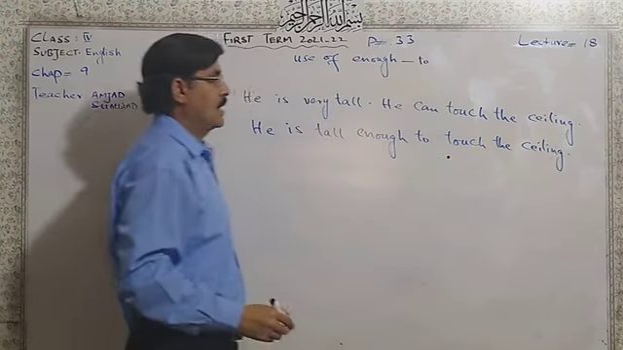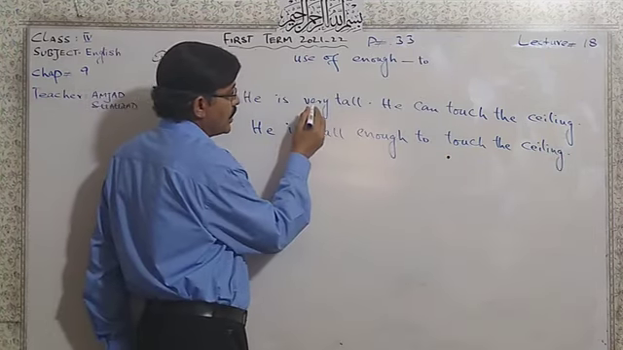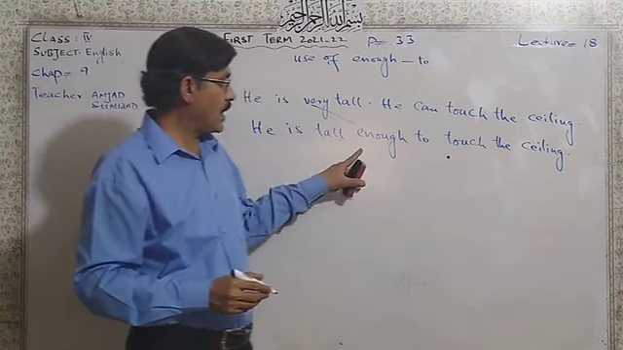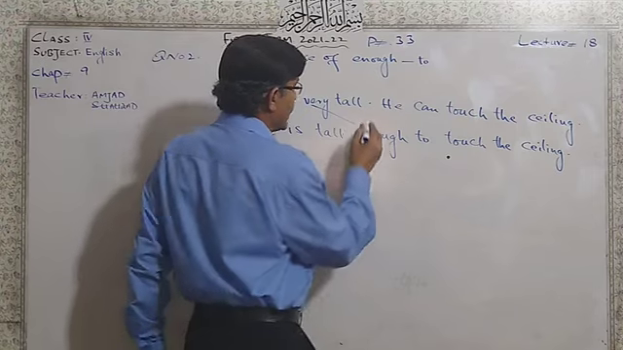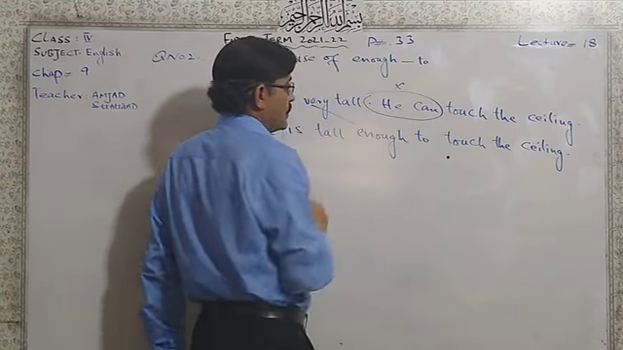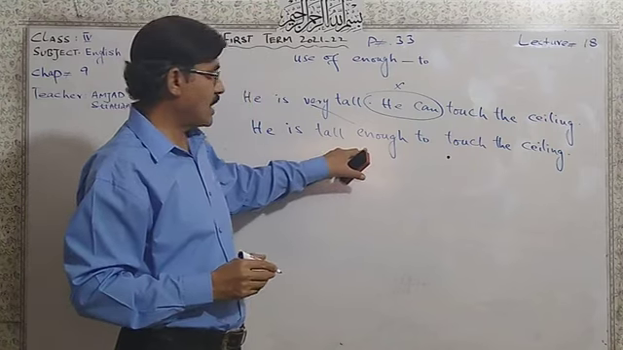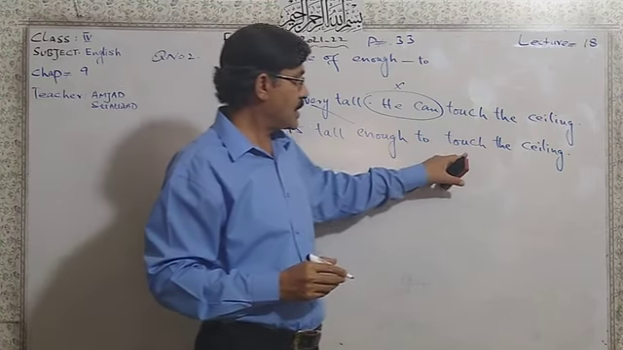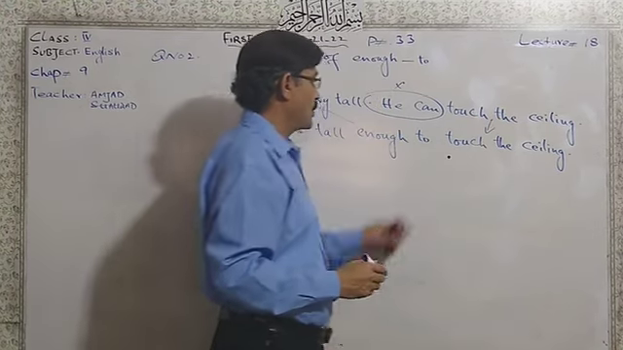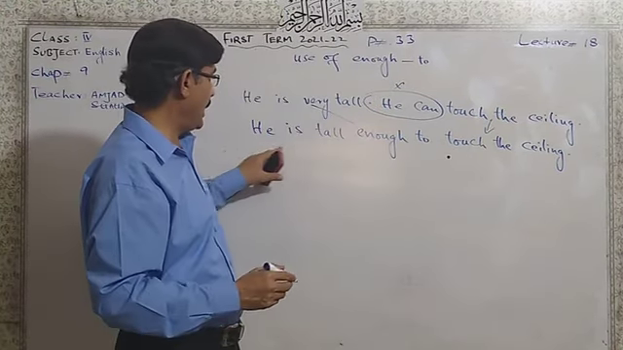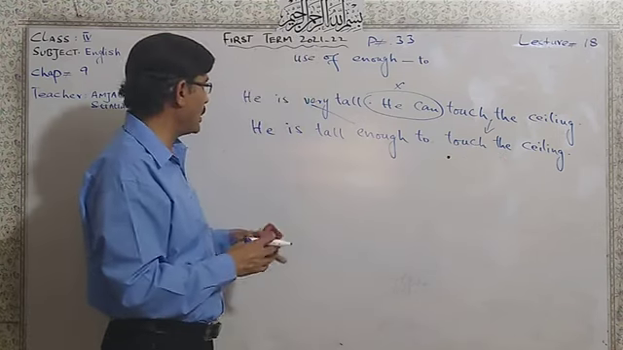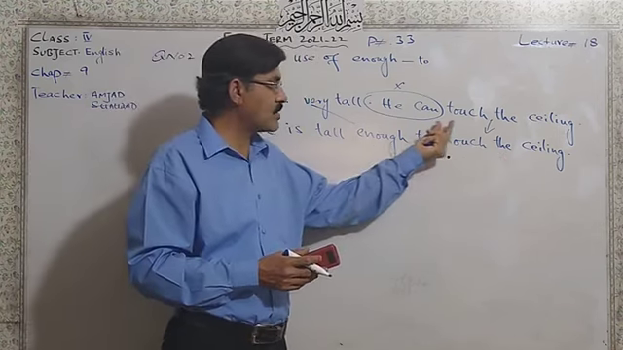This one. Very changing to enough, like this one. He is tall enough. Don't write this part from here to here. Don't write. He is tall enough to touch the ceiling, then down. To touch the ceiling. He is tall enough to touch the ceiling. I hope you understood that one. He is very tall, he can touch the ceiling.